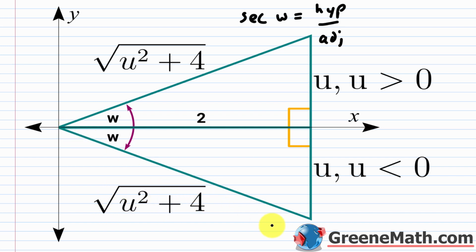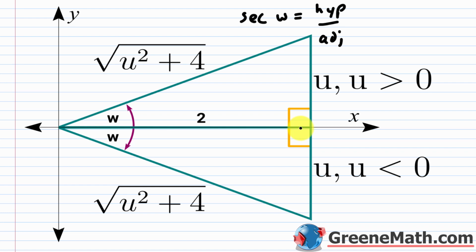So remember, the hypotenuse is always positive. In terms of u, it would be positive here and then negative here. So we've already established that. But when we think about the adjacent, because we're either in quadrant 1 or quadrant 4, where x values are positive, well, this is always going to be a positive 2.